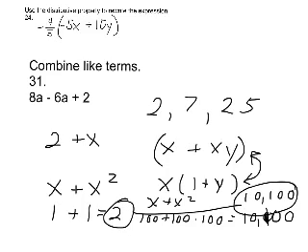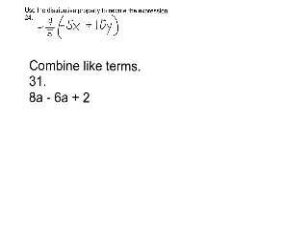So we cannot combine variables with different powers, unless we know what the numbers are. If we know exactly what the numbers are, that's fine. So in this case, number 31, we have 8a minus 6a plus 2. The like terms here are 8a and 6a. They're different than the 2. The 2 is an unlike term. So we can combine these two.